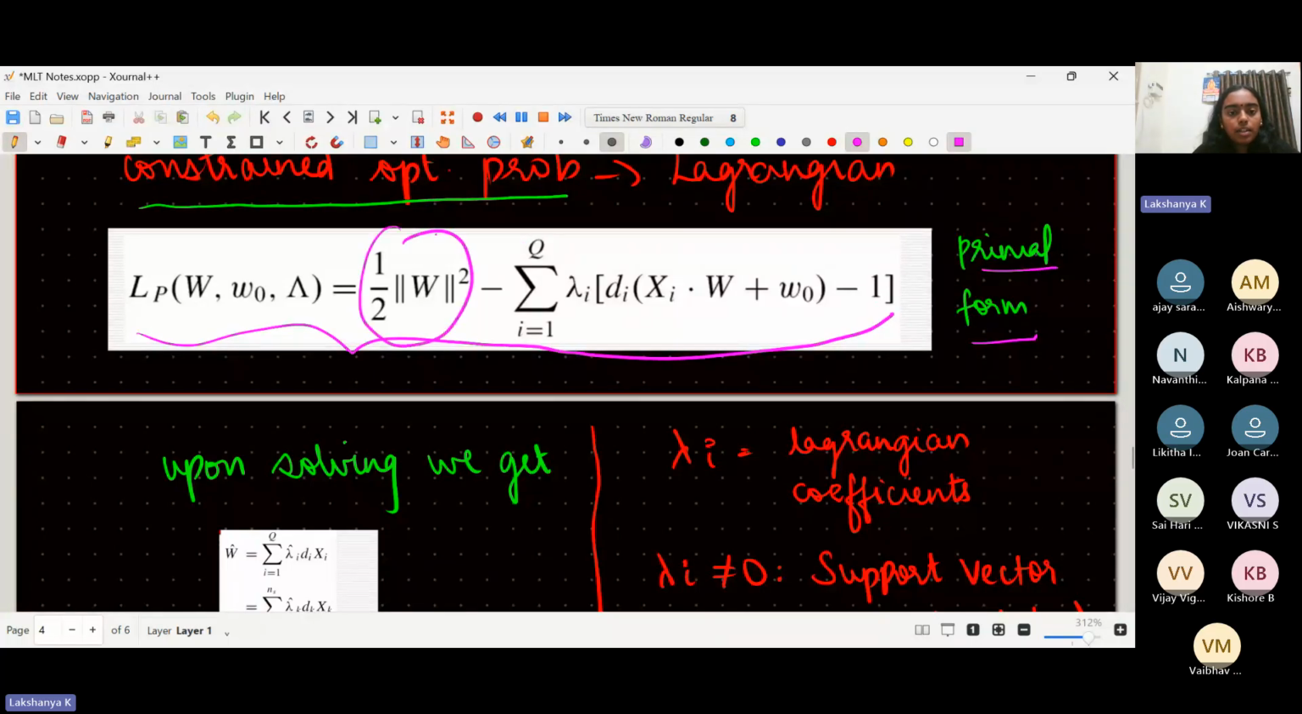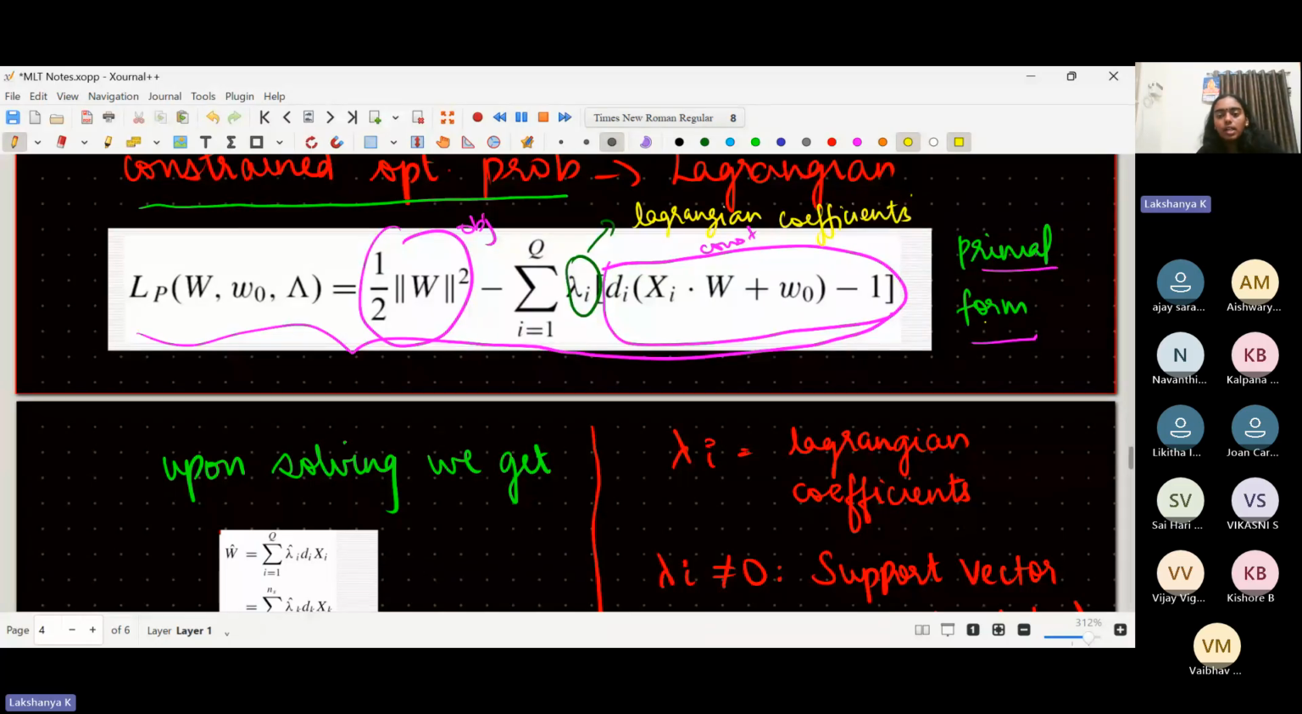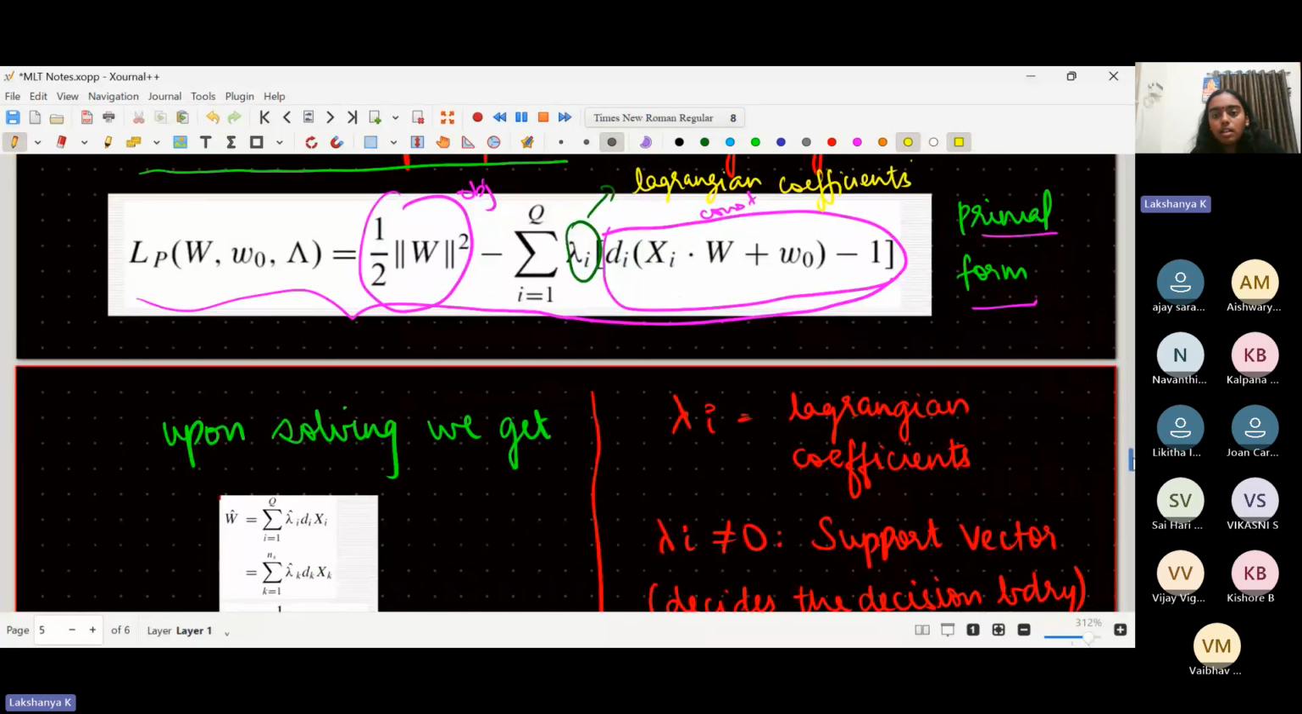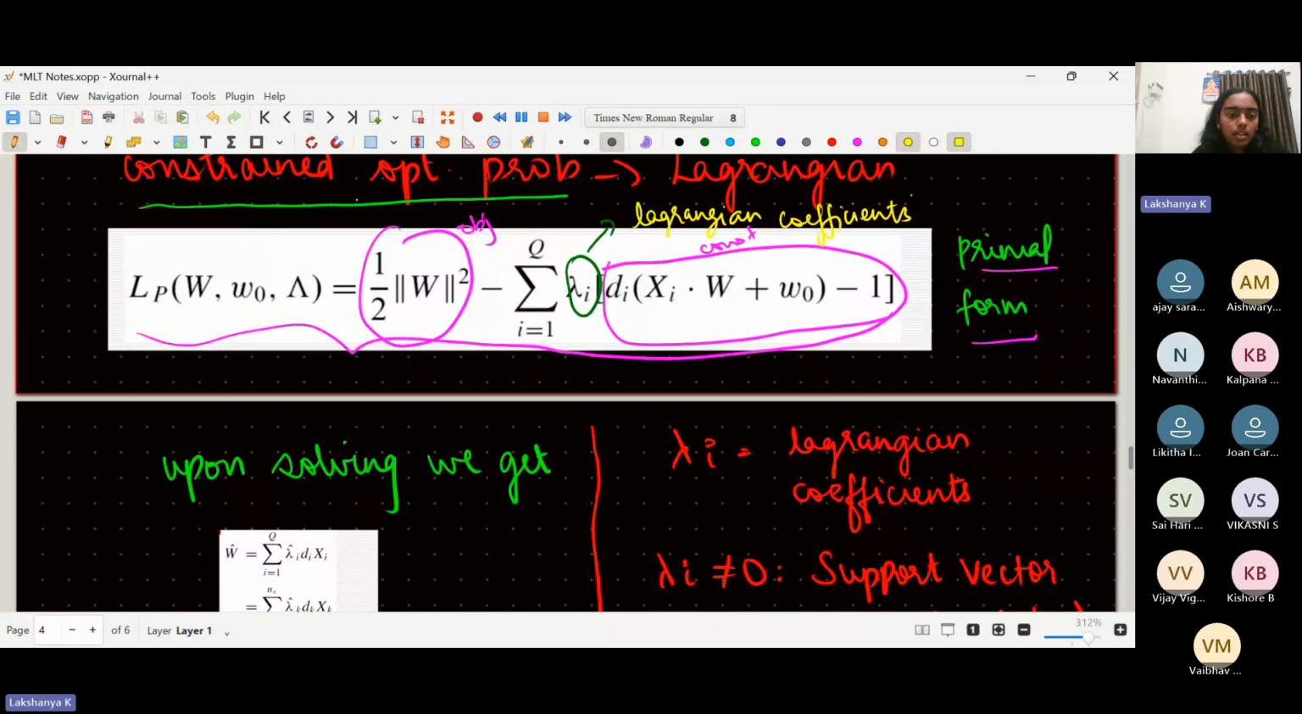This is our objective function. This part is our constraint. And these lambda i are our Lagrangian coefficients. This is what is going to be your output from solving this method. So you'll get a bunch of coefficients when you solve this Lagrangian. We are supposed to express our question in this format, and when we do it for our specific case, this is the expression we get.